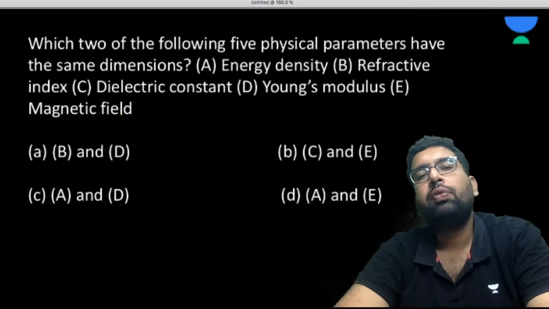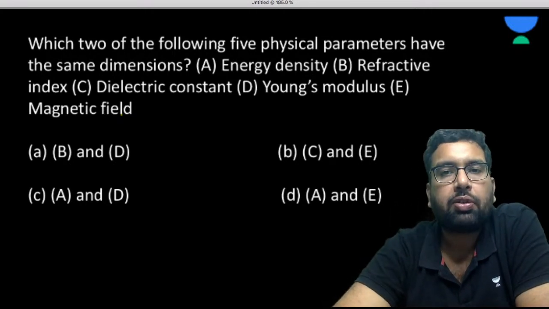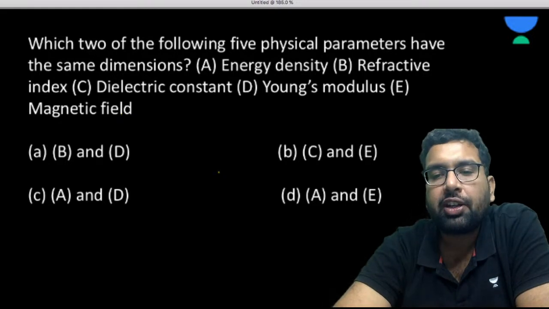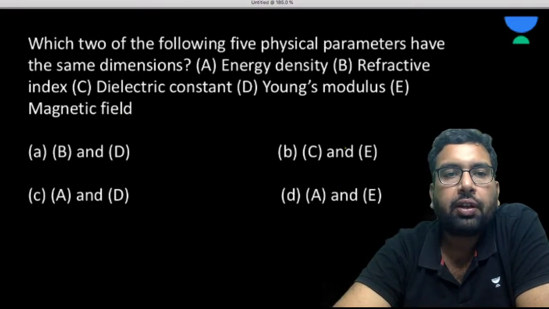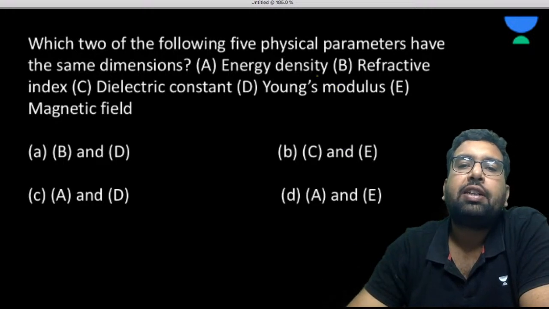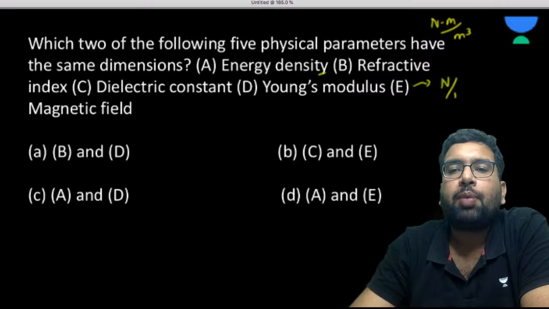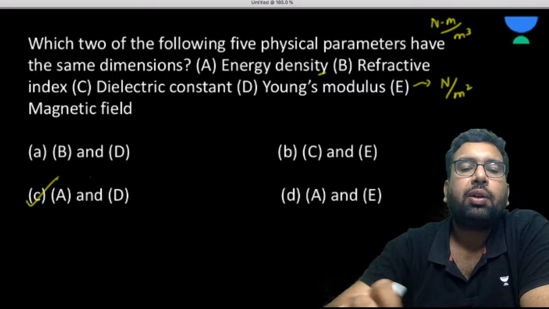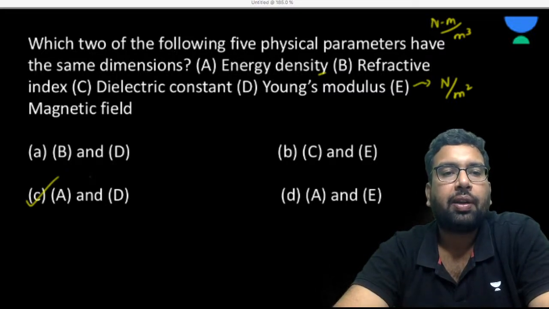So what it says, so which two of the following five physical parameters have the same dimension? So some physical quantities are mentioned here. So they are energy density, refractive index, dielectric constant, Young's modulus. So energy density, so Newton meter per meter cube, and Young's modulus, Newton per meter square. So they both have the same unit. So it is going to be the C option. I hope it is fine to everyone.